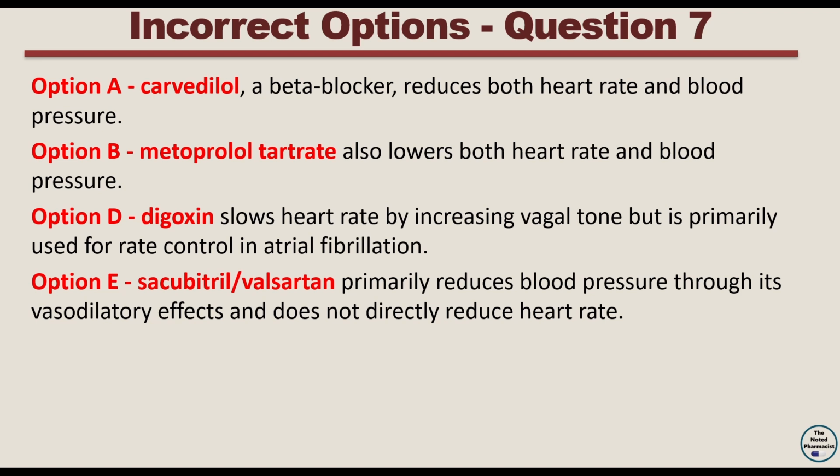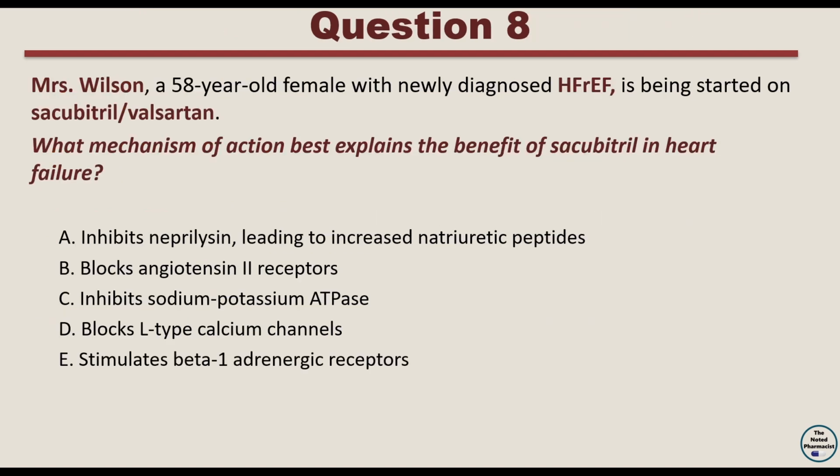Option D is incorrect because digoxin slows heart rate by increasing vagal tone but is primarily used for rate control and atrial fibrillation. Option E is incorrect because sacubitril/valsartan primarily reduces blood pressure through its vasodilatory effects and does not directly reduce heart rate.